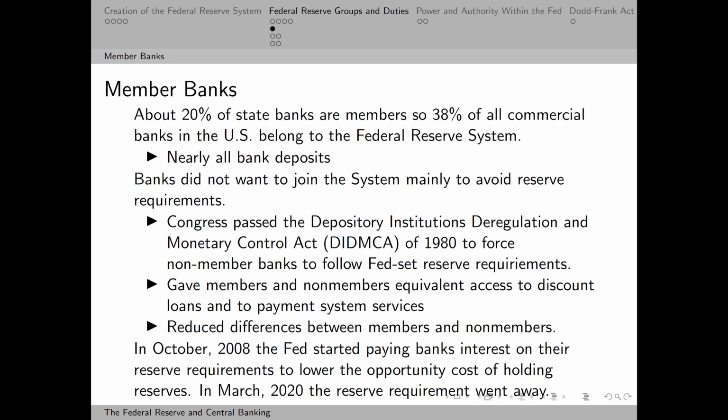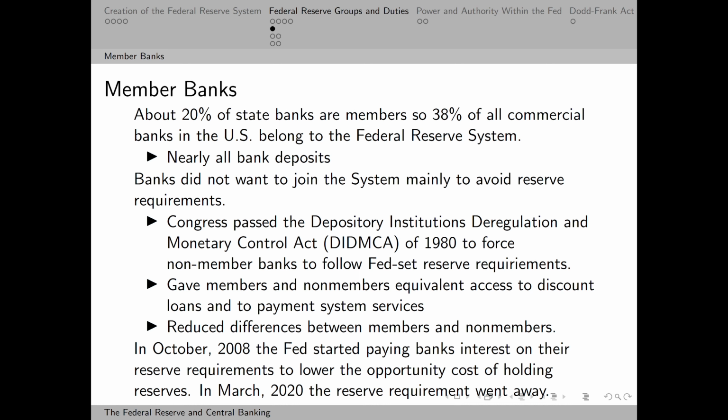It also gave members and non-members equivalent access to discount loans and to payment system services that the Fed provides. So back then, one of those big payment system services was clearing checks. So even non-member banks still have their checks cleared by the Federal Reserve. And in doing so, it brought together a lot of the differences between being a member and a non-member. So it doesn't make much sense to not be a member today.